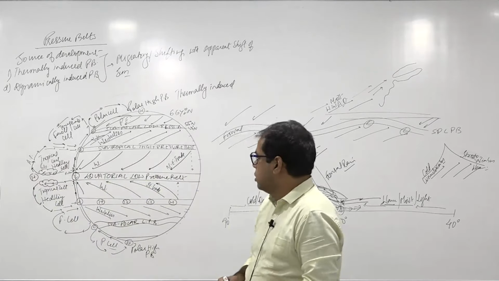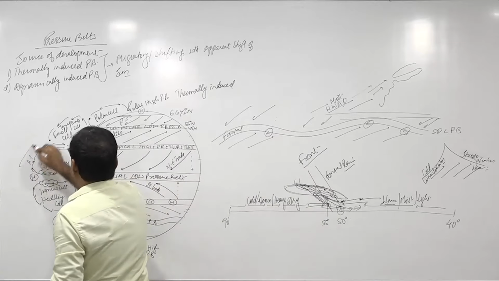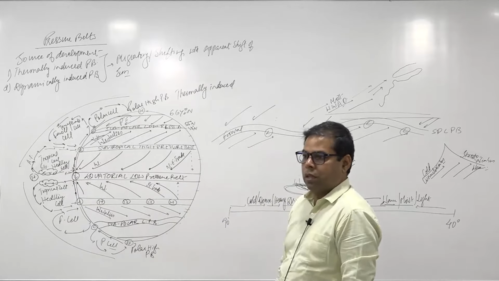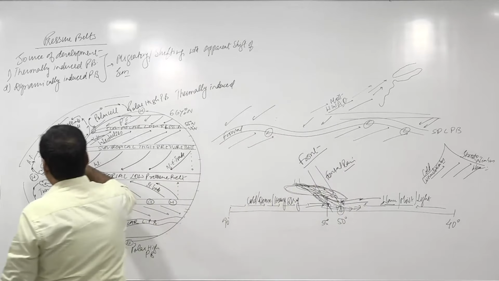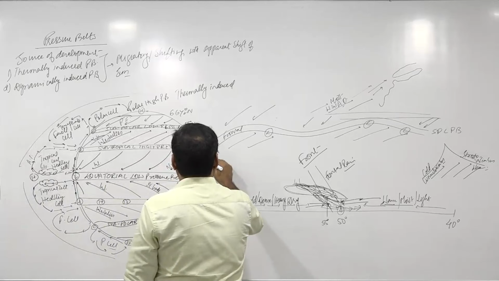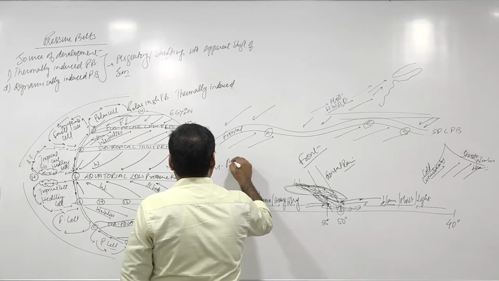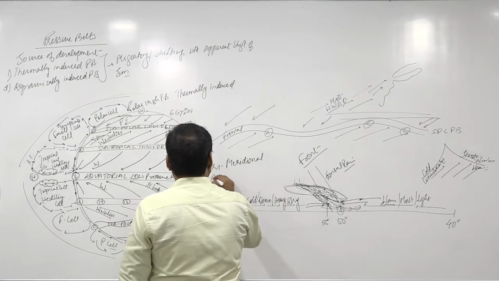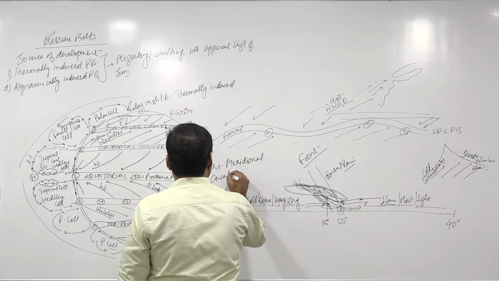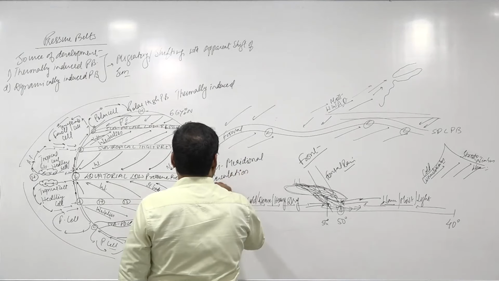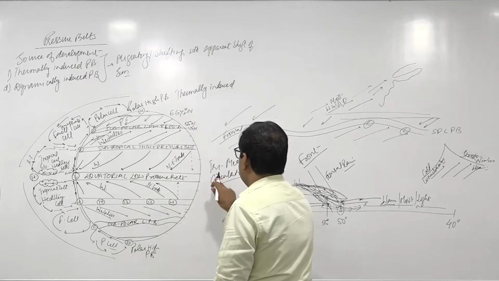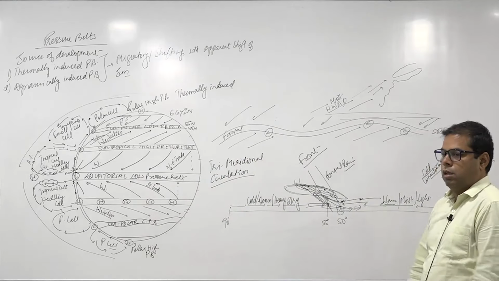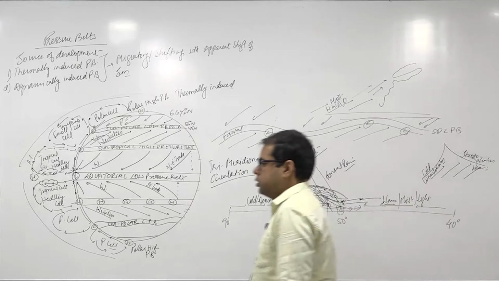Clear? Right. So this way, there are 3 cells in the northern hemisphere and 3 cells in the southern hemisphere that have been formed. This is called tri-meridional circulation. Tri-meridional circulation. Clear?